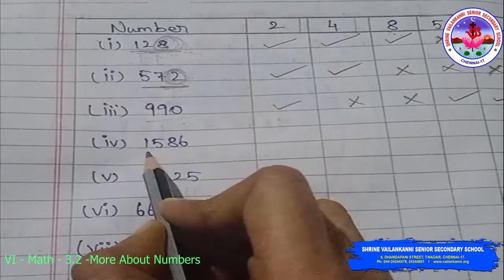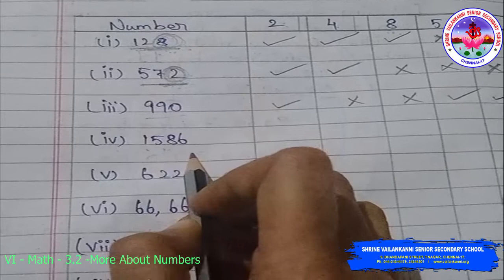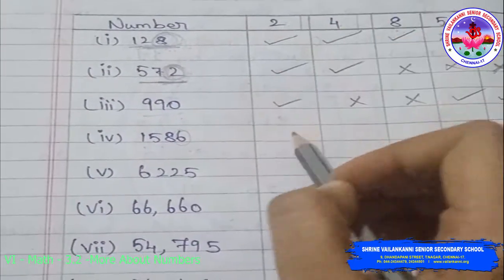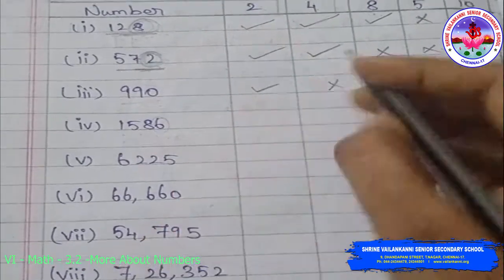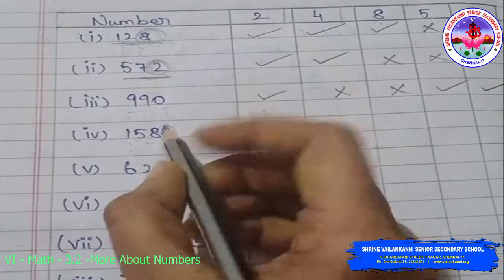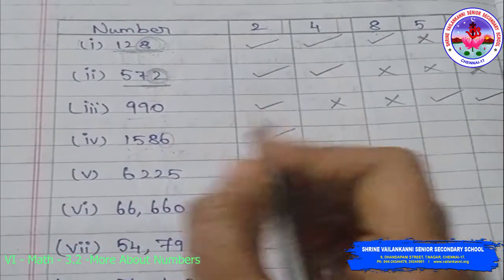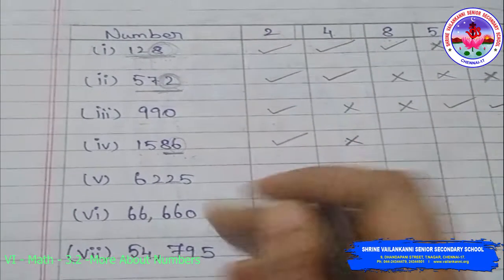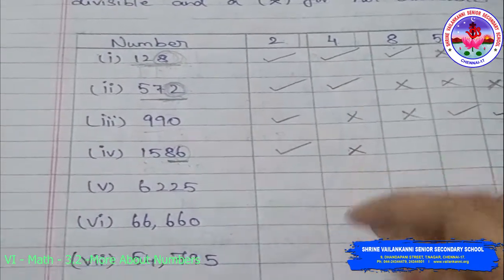Next, 1586. The last digit is even, so it is divisible by 2. The next one, divisible by 4. Check the last 2 digits, 86. 86 is not divisible by 4, so the total value is not divisible by 4.